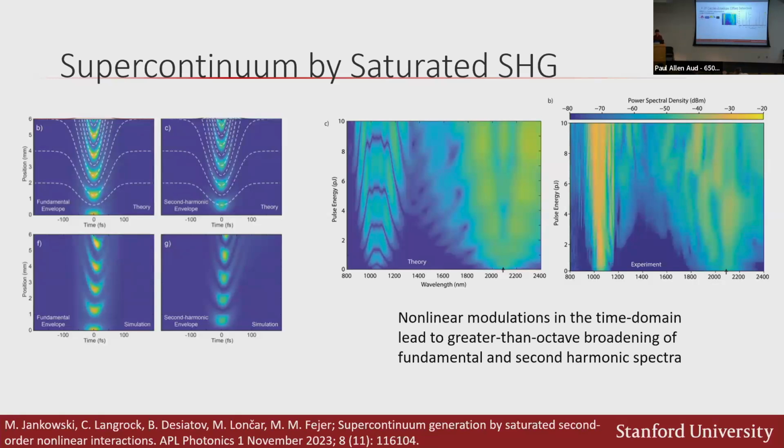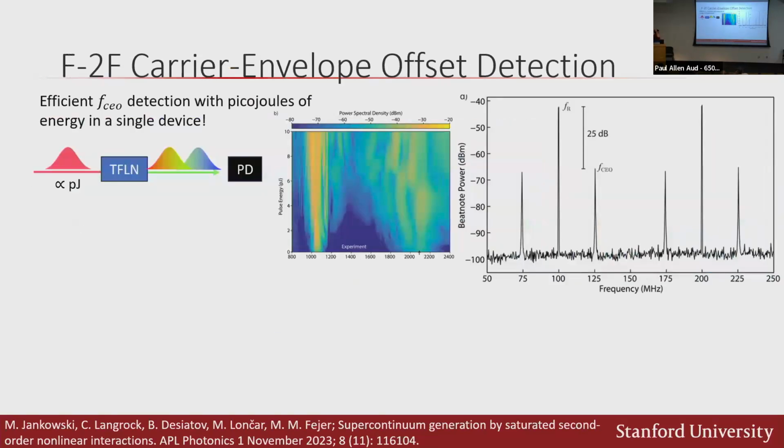This is actually incredibly useful because we can use the interference between the fundamental and second harmonic field right here to measure the carrier envelope offset frequency. This is effectively how far my frequency comb is shifted from 0. If we're generating a comb on a chip, we need to be able to measure this to stabilize that comb, and we want to do it with as little energy as possible. Here, this measurement was done at roughly 10 picojoules of energy.